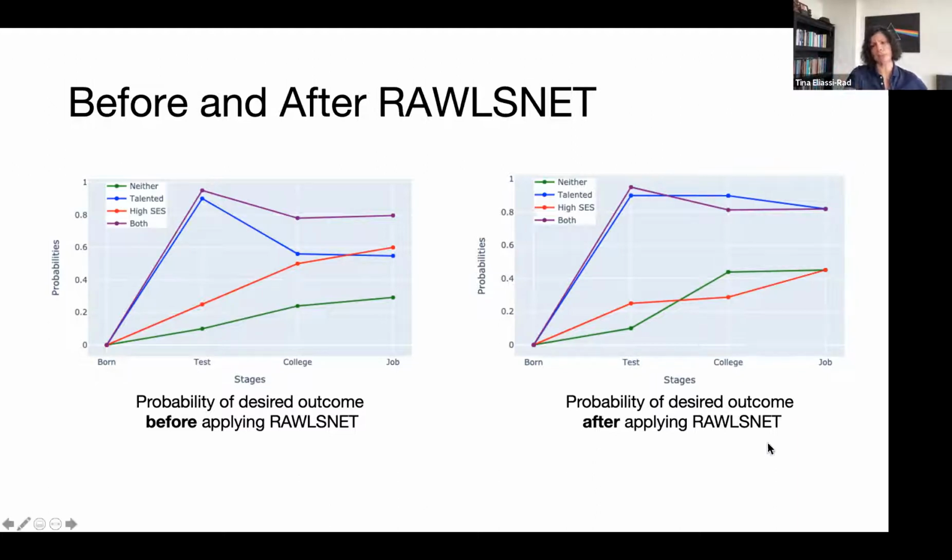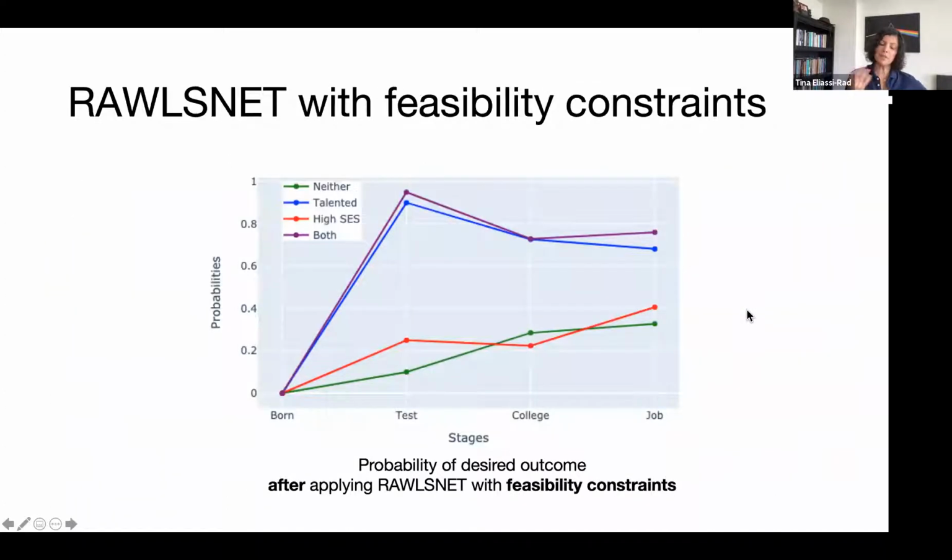But after you apply the Rawlsnet optimization, we see that we are in a world that we would like to be, where the probability of getting a job is the same regardless of your socioeconomic standing. And of course, there are these feasibility constraints. For example, Northeastern can only admit, let's say, 1,000 undergraduates every year, so you have to satisfy some of those conditions. We also added in feasibility constraints, and again, we are in a world that is closer to John Rawls's FEO than not.